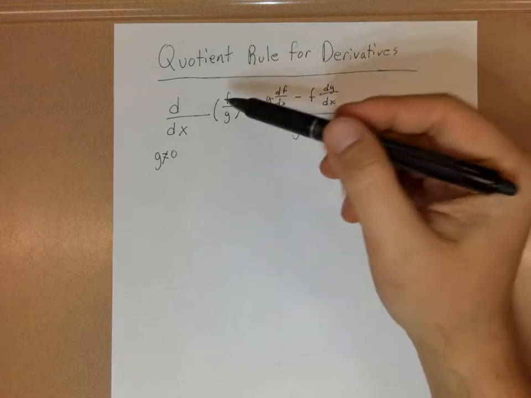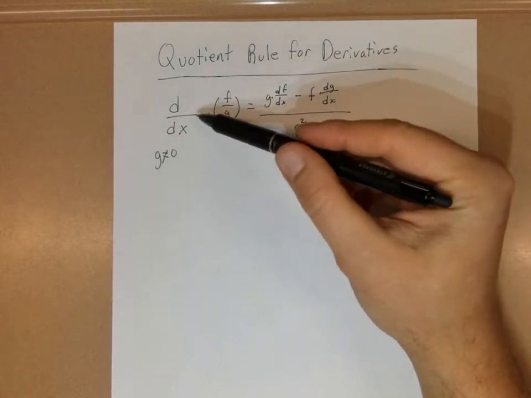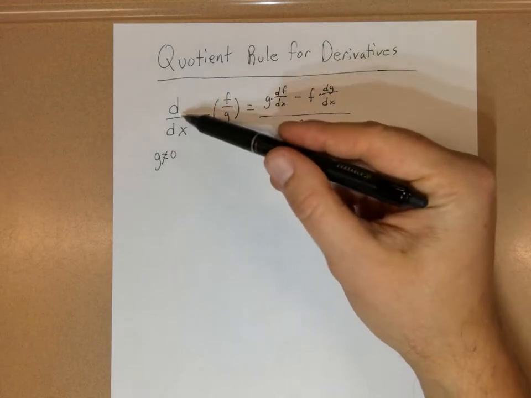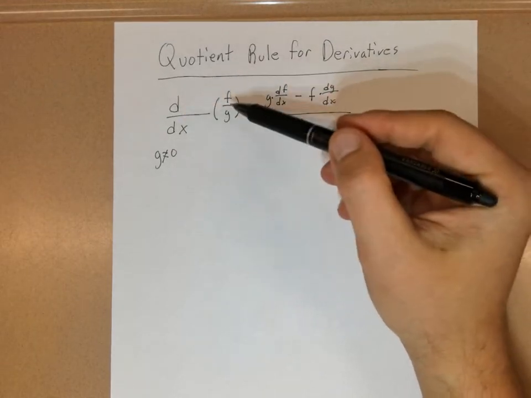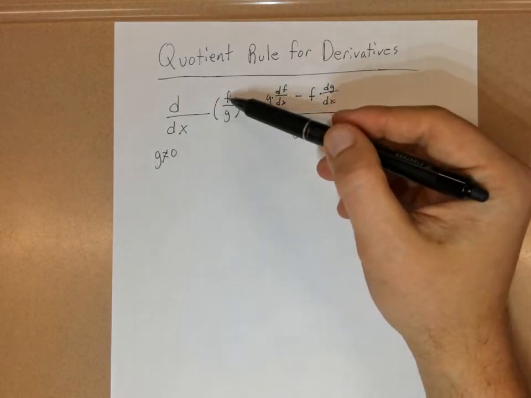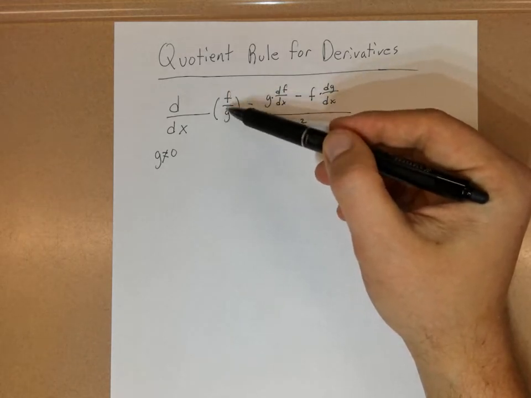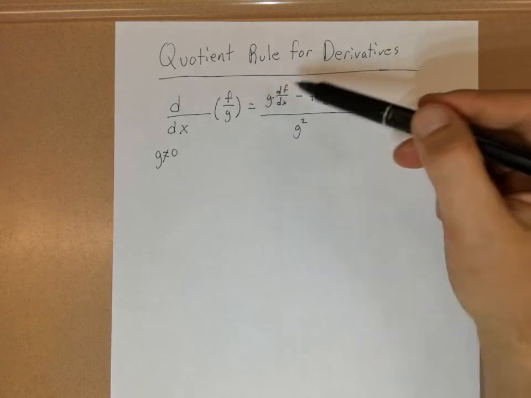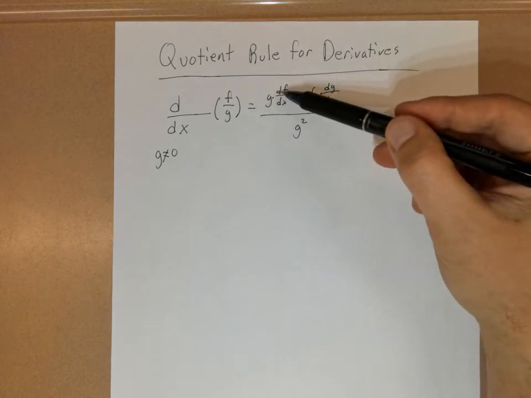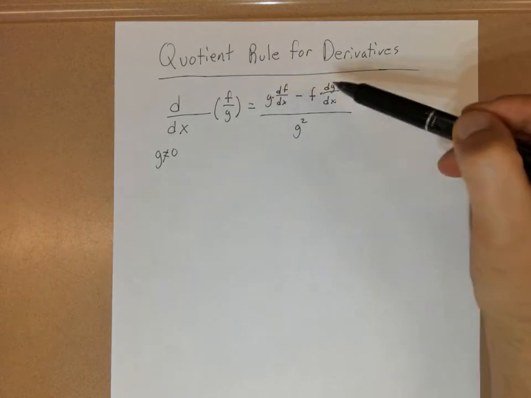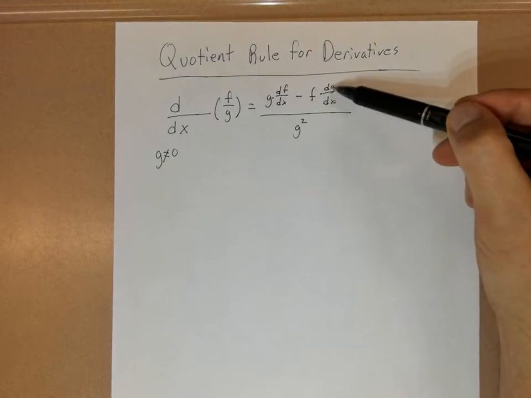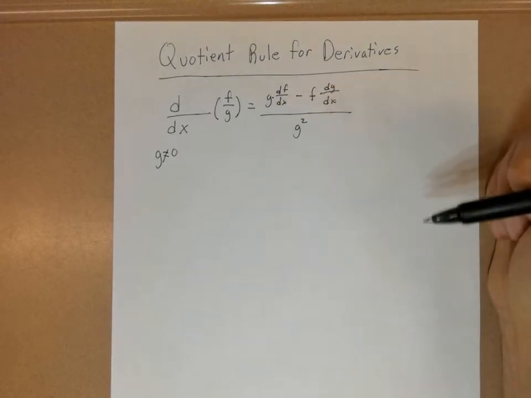So this is sometimes how you'll see the quotient rule written: d/dx, which is just saying the derivative of these two functions, f and g, which have to be differentiable. If you're dividing them, that's going to be equal to g times the derivative of f minus f times the derivative of g, all over g squared.